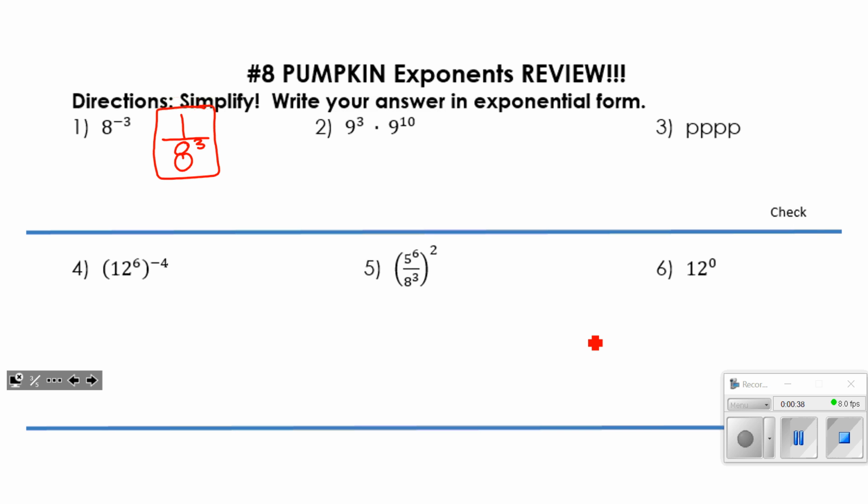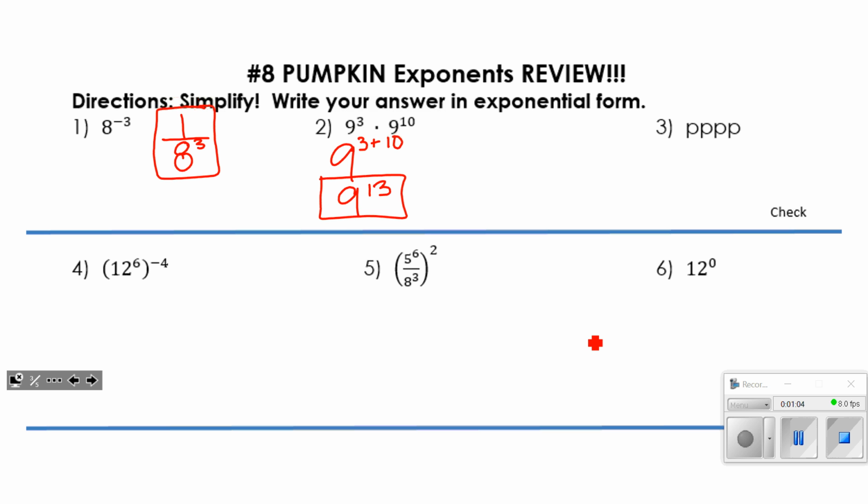Number 2 is a multiplication problem. So when you multiply bases with exponents, you are going to keep the base and you are going to add the exponents. When you do that, you end up with 9 to the 13th power.